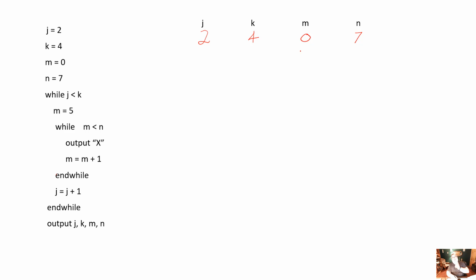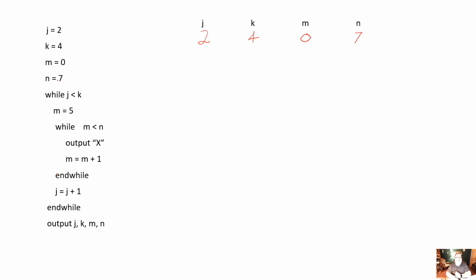Now what I just did is put the variables that are going to be modified by the code. This would look like, okay, somewhere in memory we're going to have a J. We're going to identify it as J, and it's going to have a 2 in it. Somewhere in memory we're going to have an address identified as K. It's going to have a 4 in it. M will have a 0 in it, and N will have a 7 in it.